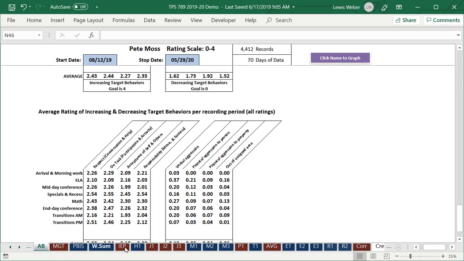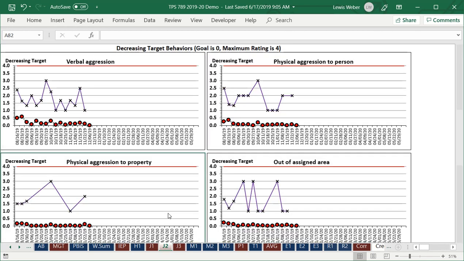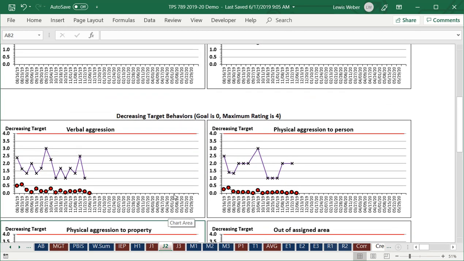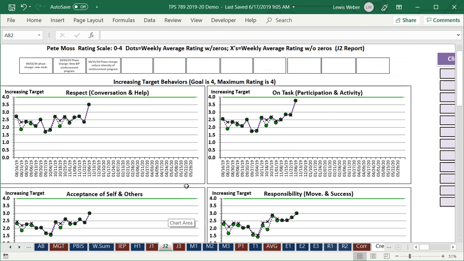I like to look at the J2. The J2, again, we have a 1, 2, and a 3, so these are averages. Averages daily, averages weekly, averages monthly. What I like about the J2 is kind of that Goldilocks thing of the just right. We are looking at weekly data, weekly averages of all the ratings.